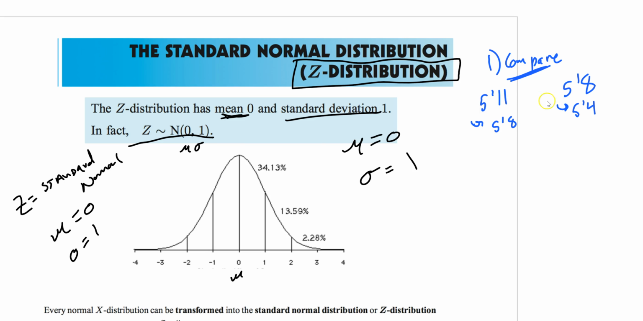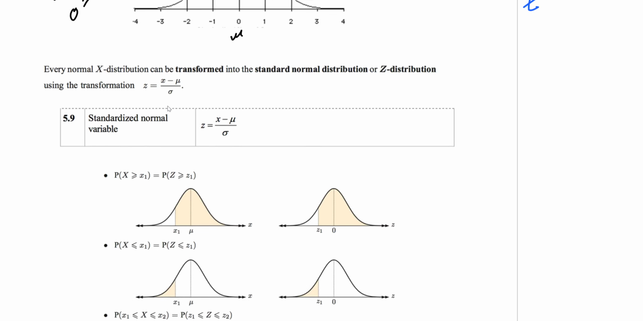So if you want to compare two different things and they're under different means, we can use the standard normal to do that. And also, we're going to use this a lot when you're missing something. If you're missing the mean or the standard deviation, we're going to use a z to find it. In both these cases, we have to use a formula. That's what we're going to talk about next.